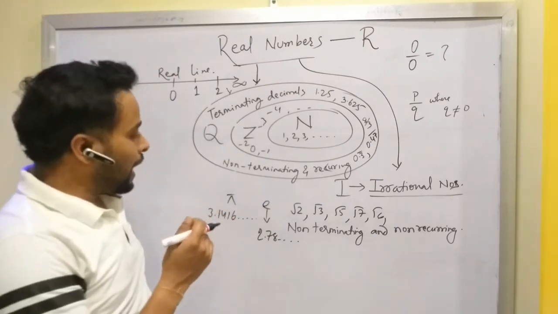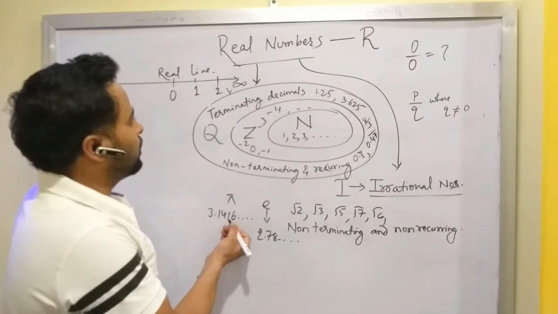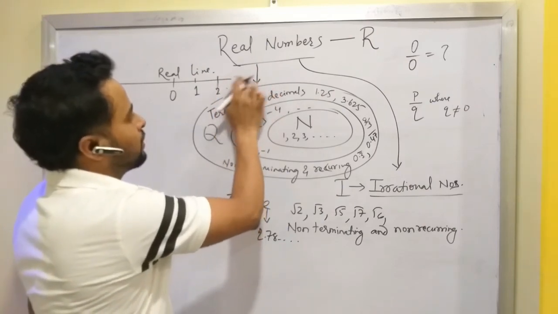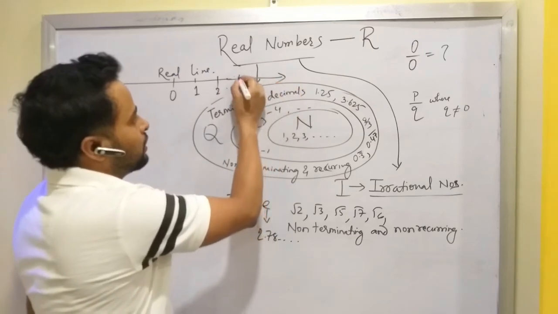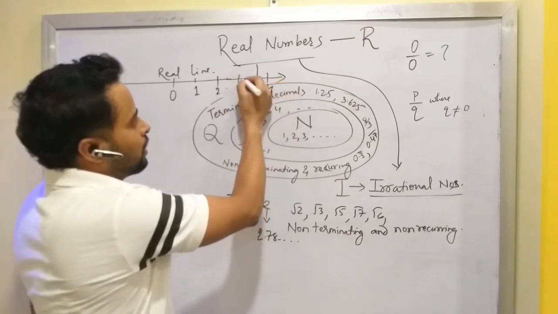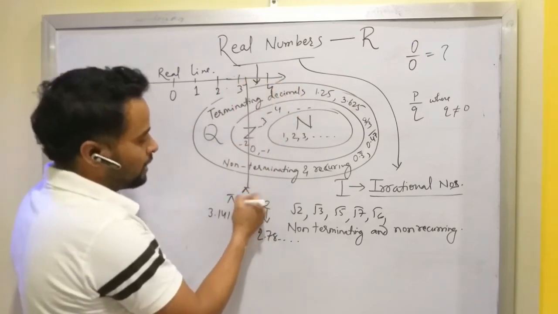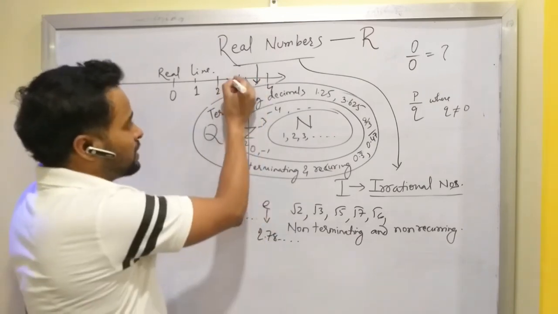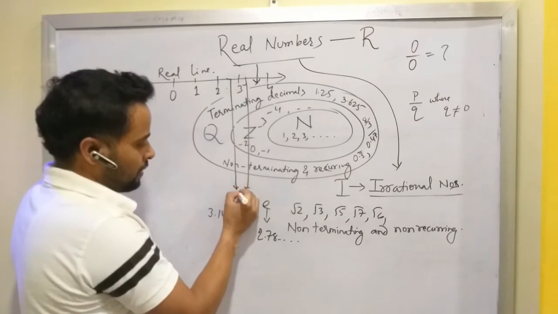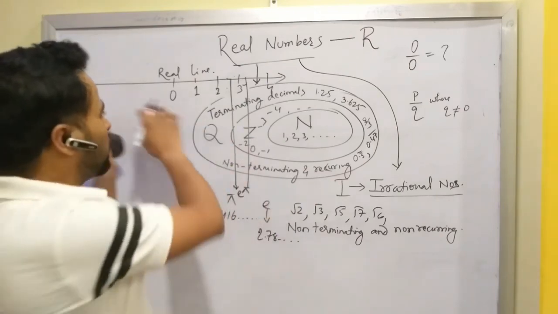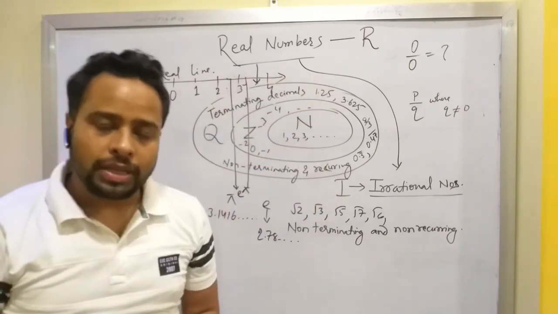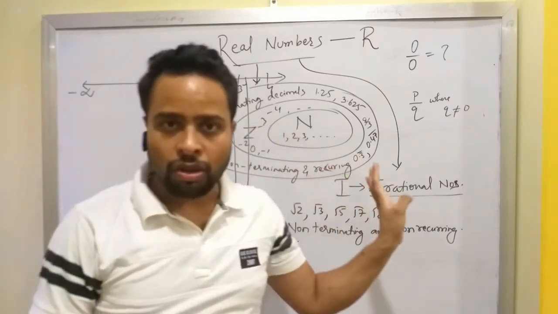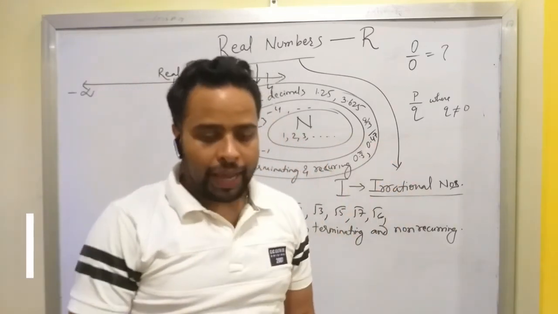So how do we identify 3.14 here? If I go a bit further, say I have to go here, this is 3 and this is 4, 3.14 is pi, somewhere here. 2.77 is here, it is e. So you can identify all the numbers on the real line. The real line consists of rationals and irrationals.